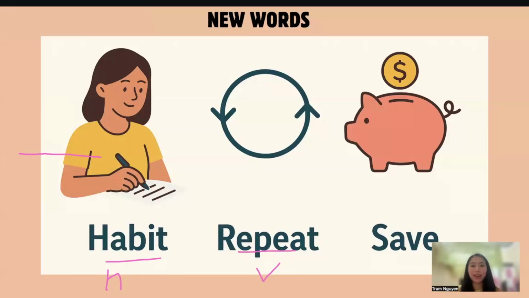Okay, so can you give me an example using the word repeat? Okay, excellent. I repeat new words to memorize them. Very good. Okay, move to the last word. Save. Okay, yes, you're right. Safe is like help, help me, right? But in today's lesson, it has a different meaning. Yes, like save water, save money, right? Save money, save water, save time.